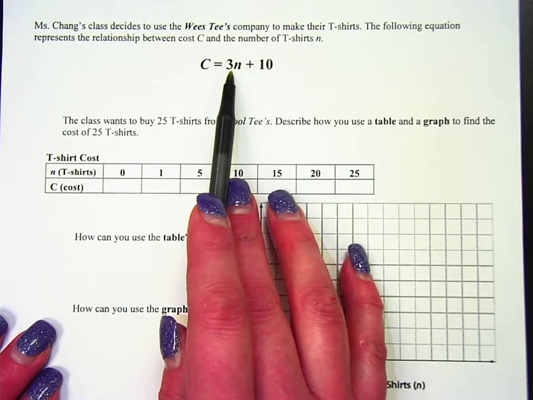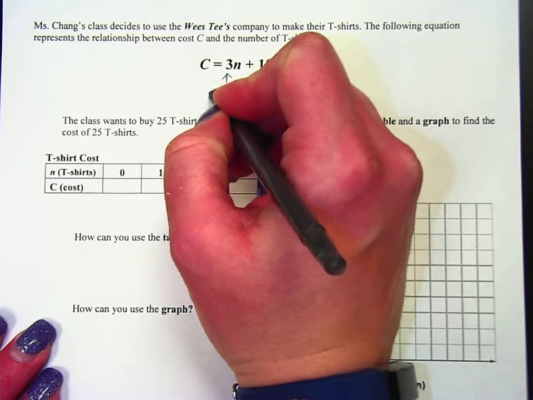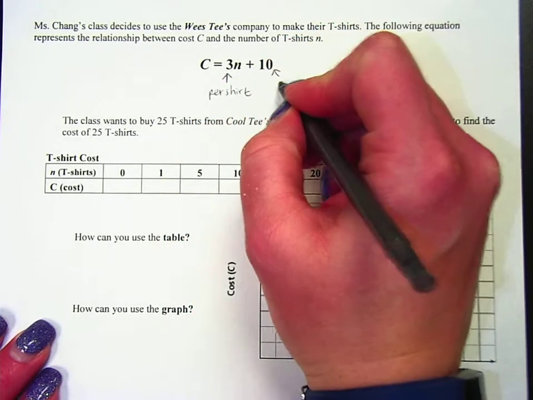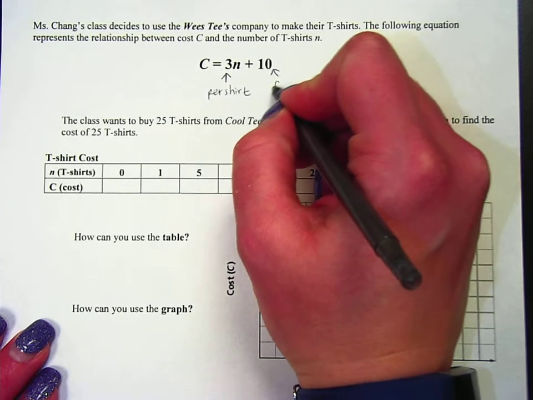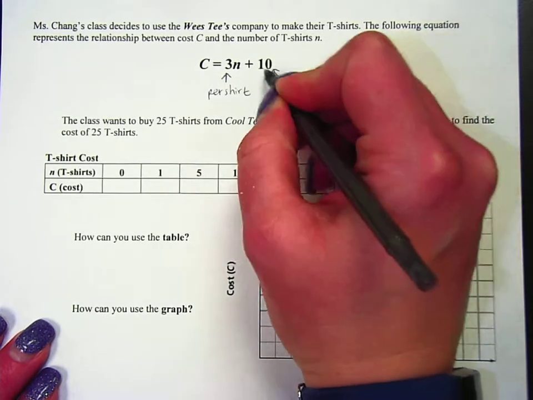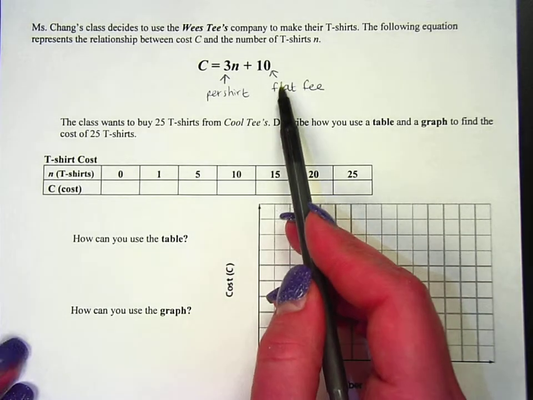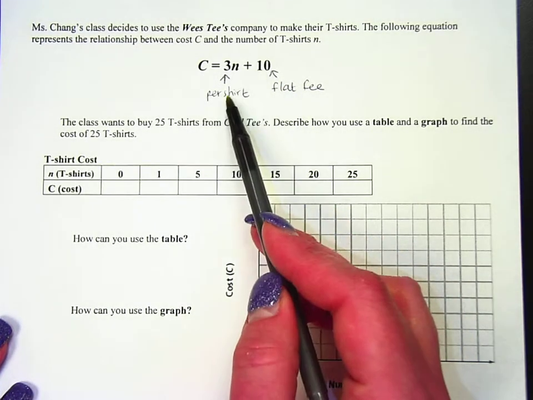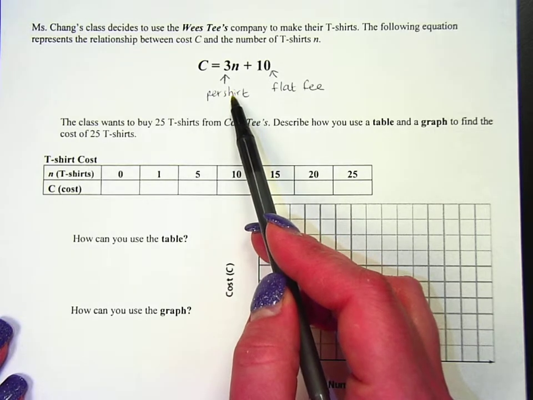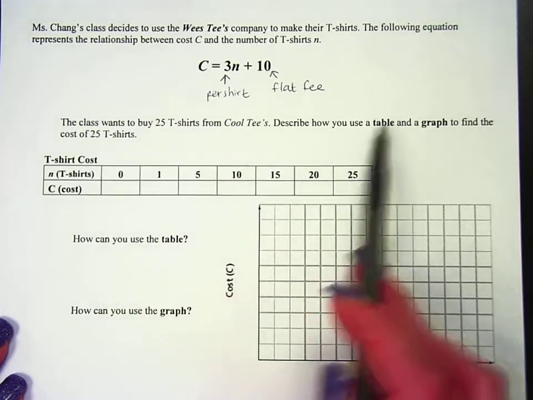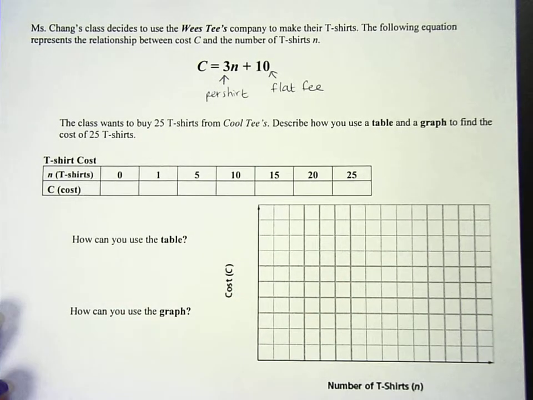Okay, so what this is saying is it's $3 per shirt, and what I'm getting out is my cost after I add my flat fee of $10. So there's some type of design fee, so that if I wasn't going to buy any shirts, they would still charge me the $10, but then after that it's only $3 for every shirt. Our class wants to buy 25 shirts. Describe how I'd use a table and a graph to find the cost.